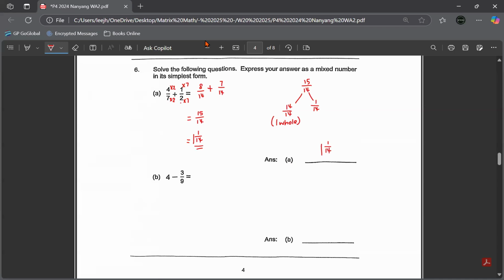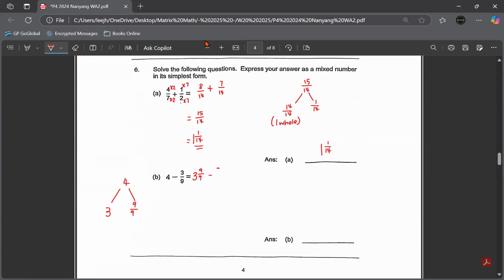Okay? 4 wholes minus 3 over 9 equals what fraction? You can see that you have a fraction to subtract from a whole number of 4. We convert this 4 into a mixed number. How do we convert to a mixed number? We take one whole out of 4. If we take one whole out, we are left with 3 wholes. That one whole that we took out, we express as a fraction of a whole, which is 9 over 9, because the denominator is a total of 9 parts. So one whole will be 9 out of 9. So 4 wholes as a mixed number will be 3 wholes 9 over 9.